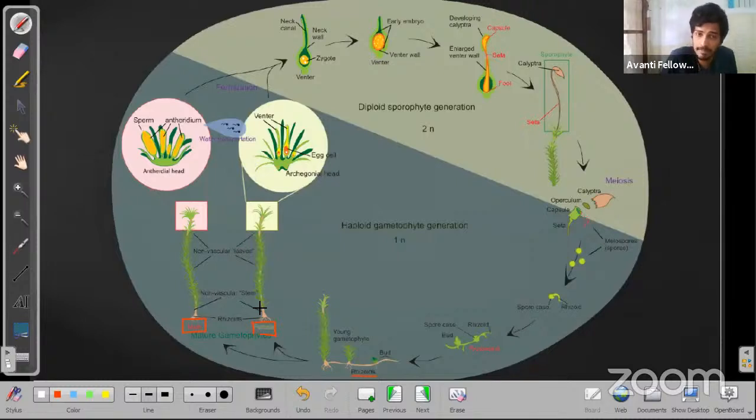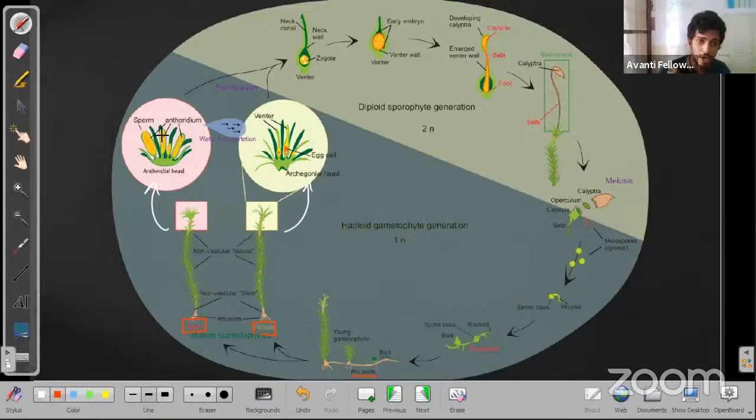Vascular stem means having xylem and phloem. These are having non-vascular stems and non-vascular leaves. Same, okay, without any xylem and phloem or any other kind of things, the leaves are present. So what's happening here? The male is producing antheridial heads and the female is producing archegonial heads. The antheridial head produces the sperms within the antheridia.